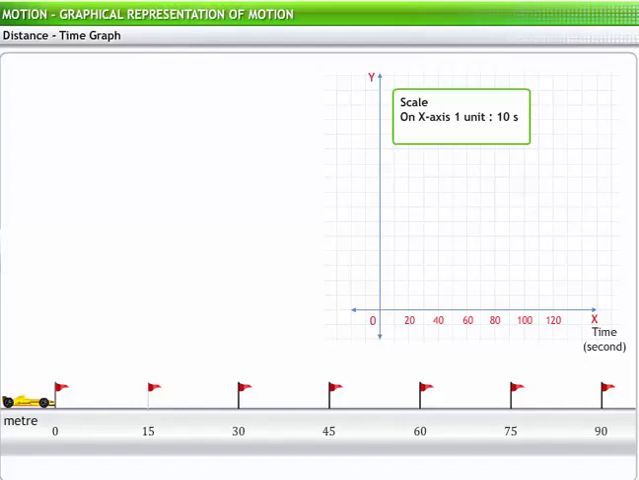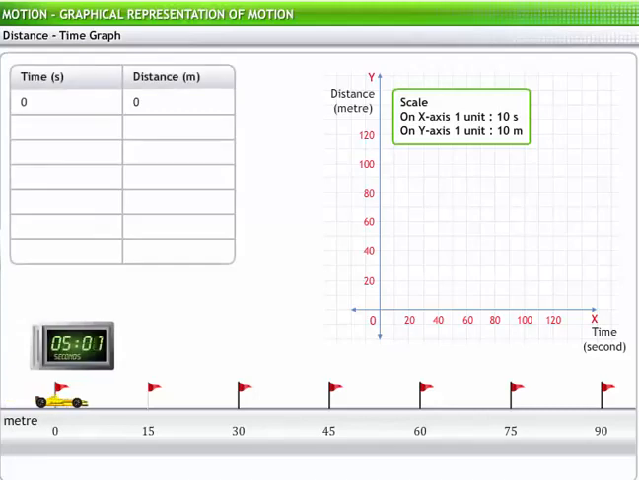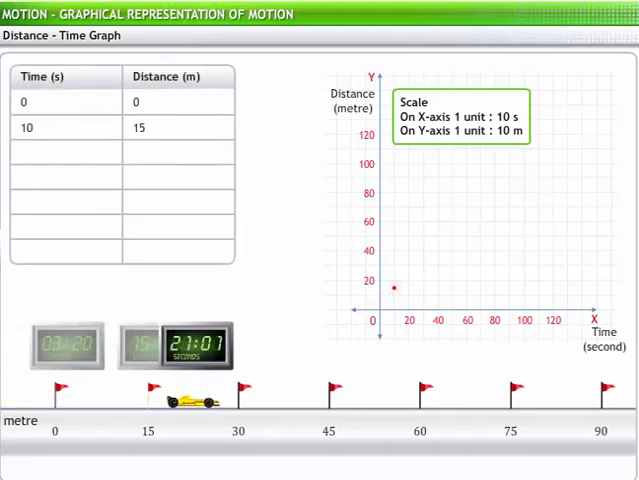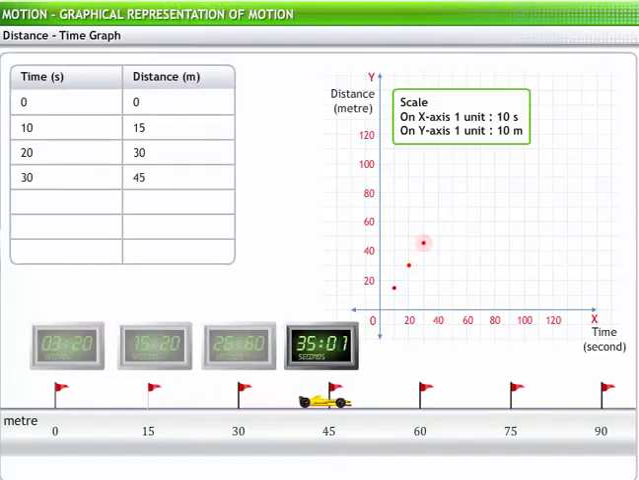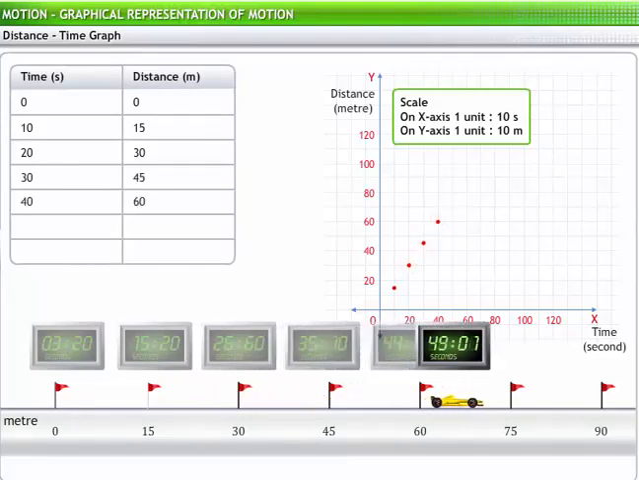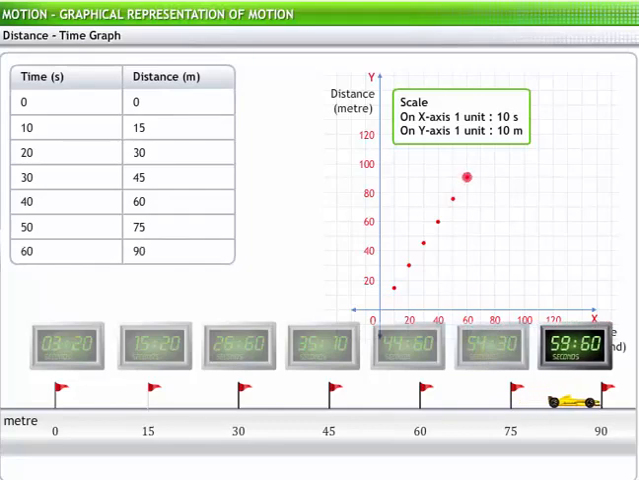Again, using a convenient scale on the Y-axis, we mark the Y-axis at equal intervals. For example, as mentioned earlier, your scale could be 1 unit equals 10 meters. For each set of figures, locate and plot a point at which the perpendiculars drawn from the respective time and distance values on the axis intersect. Finally, we connect all the points, starting from the origin using straight lines. This gives us a distance time graph for the data provided.